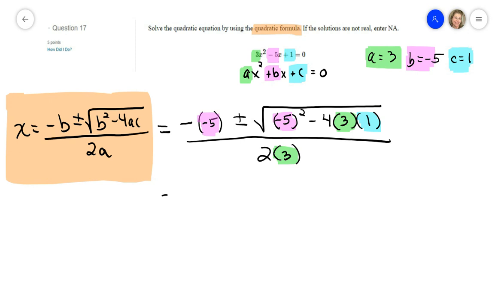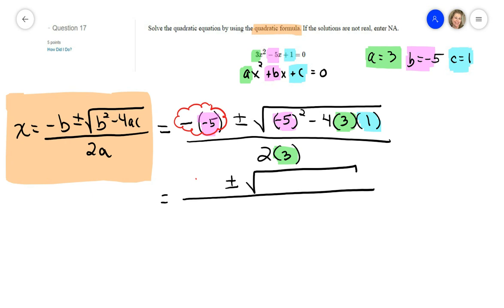And now I just need to simplify it, okay? So I'll switch to different colors here. If you have a negative of a negative 5, that would be a positive 5. If you take a negative 5 and square it, negative 5 times negative 5 is a positive 25. If you take negative 4 times positive 3 times positive 1, that would be a minus 12. And then in the denominator, you have 2 times 3, that is 6.